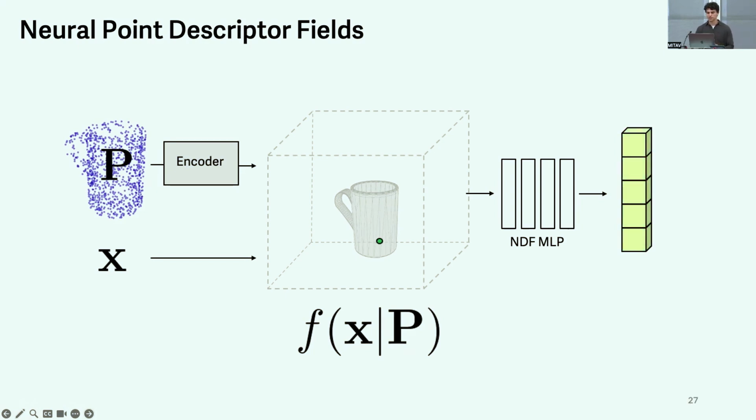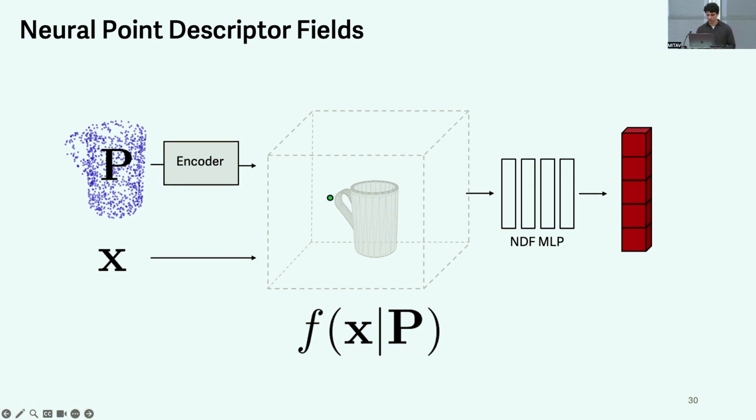So this descriptor is meant to vary depending on the 3D location of X, and it's meant to encode information about the spatial relationship of this point to the geometric features of the object. So that's shown here in this kind of toy visualization where I'm going to move the point around, and this output vector represented as these colors changes.